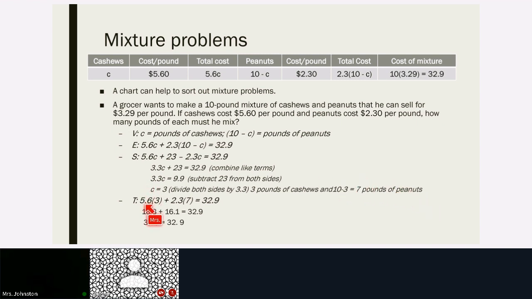So to check it out, 5.6 or $5.60 times 3 pounds plus 2.3 or $2.30 times 7 pounds has to equal $32.90. Multiplying these out, I get 16.8 plus 16.1, and that really does equal 32.9, so it checks out.